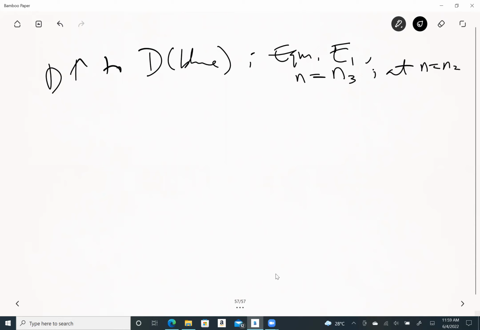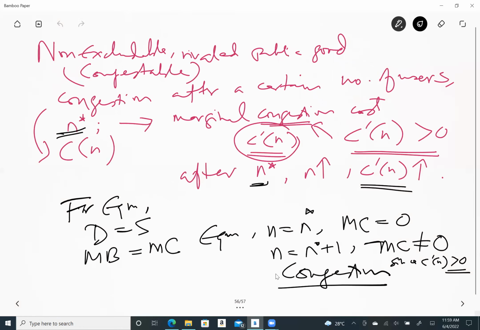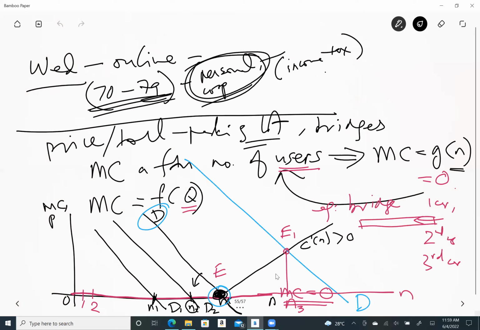There is congestion. Marginal congestion cost is bigger than 0, and say marginal congestion cost is C prime N3. So how do you show that marginal congestion cost? That will be shown by the red line connecting N3 to E1. So that is C prime N3.